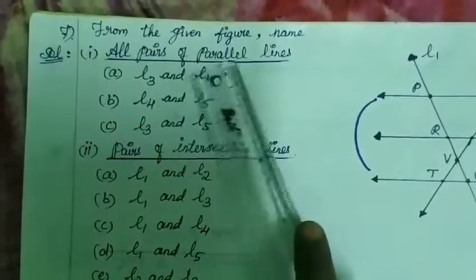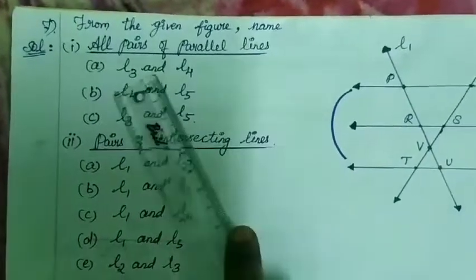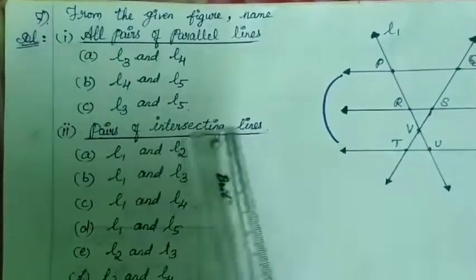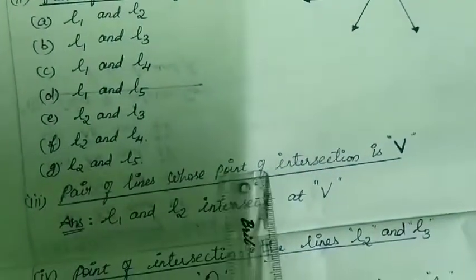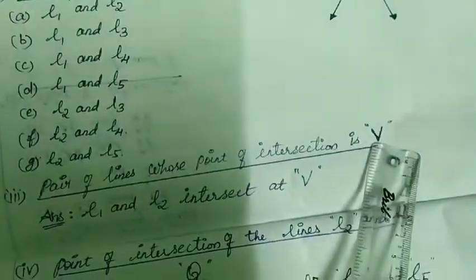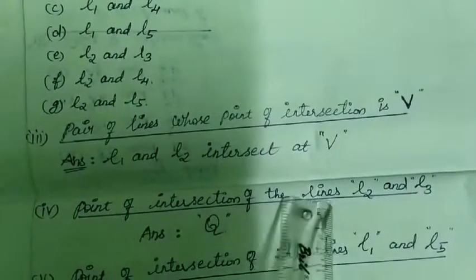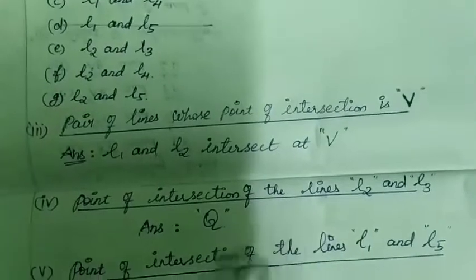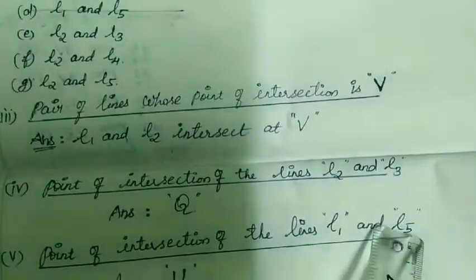See here, from the given figure, name all pairs of parallel lines, pairs of intersecting lines, and the pair of lines whose point of intersection is V. We are going to find out the point of intersection of the lines L1 and L3, L2 and L3. Next, the point of intersection of the lines L1 and L5.